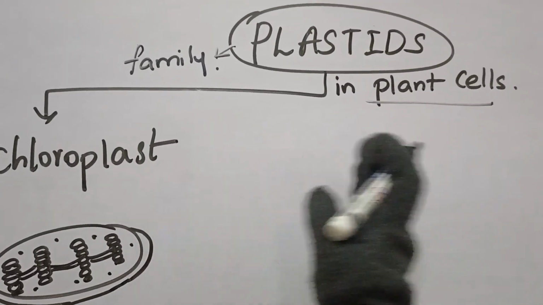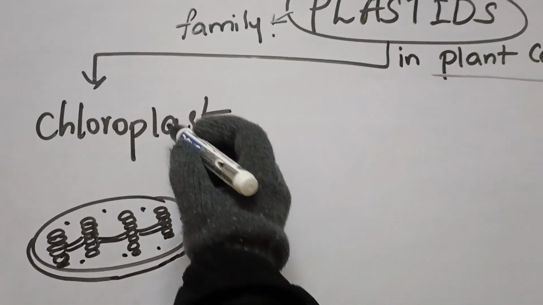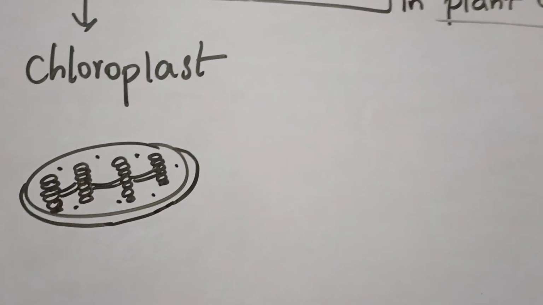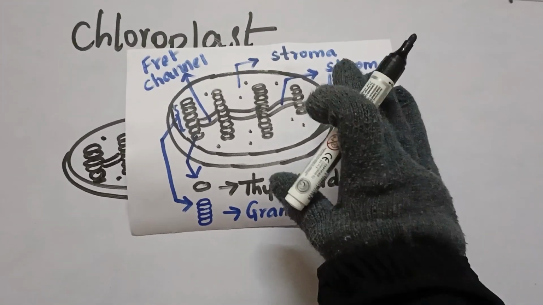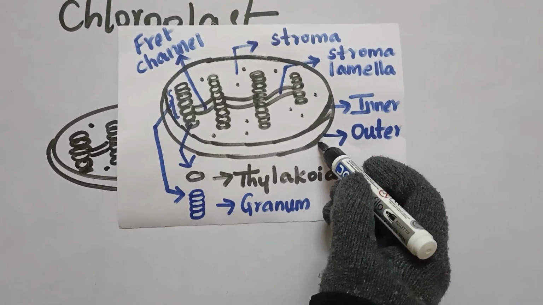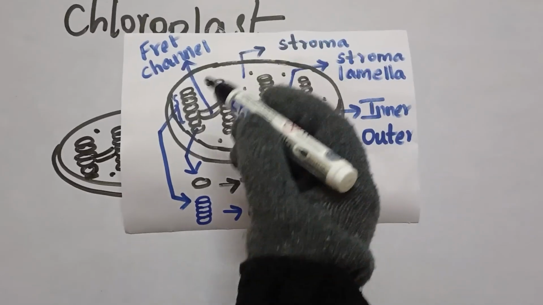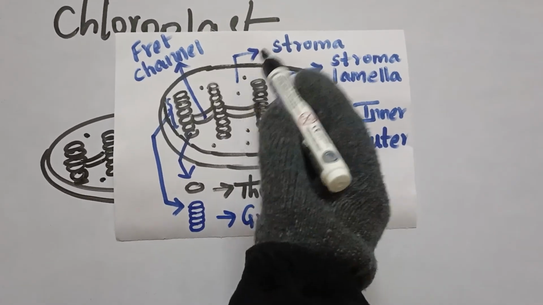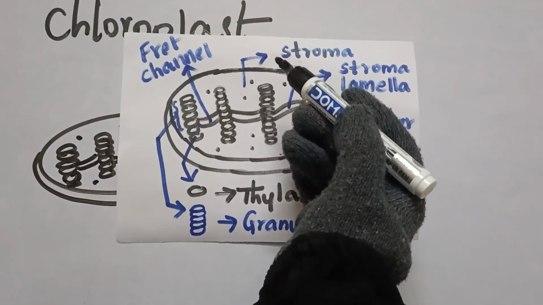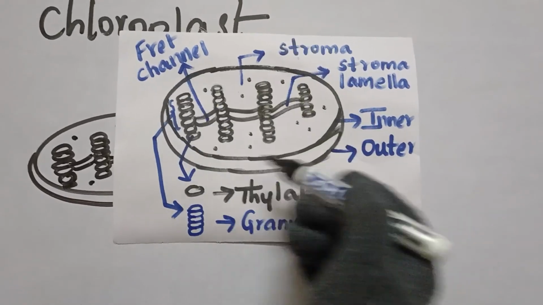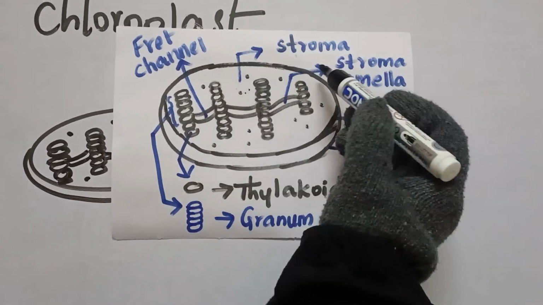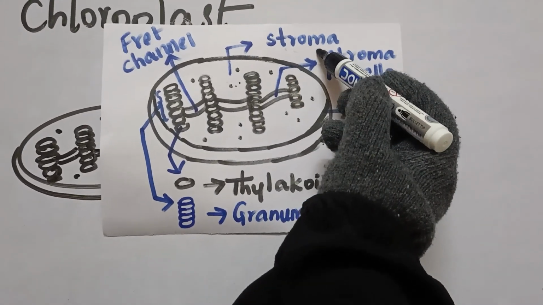So there are many types of plastids, out of which the most important one is chloroplast. Chloroplast structure is like this. If we talk about it in detail, it looks like this. We have the diagram. So it is a double membrane organelle. It is the outer membrane and it is the inner membrane. So the fluid inside the chloroplast is known as stroma. Okay, the fluid inside a cell organelle is known as matrix, and here the matrix of chloroplast is known as stroma.